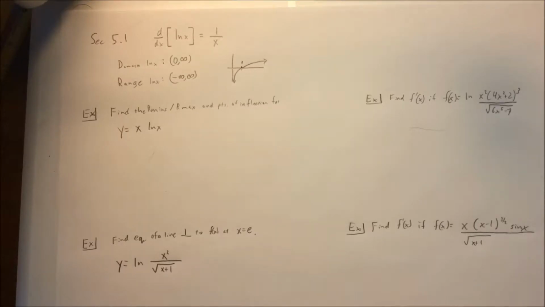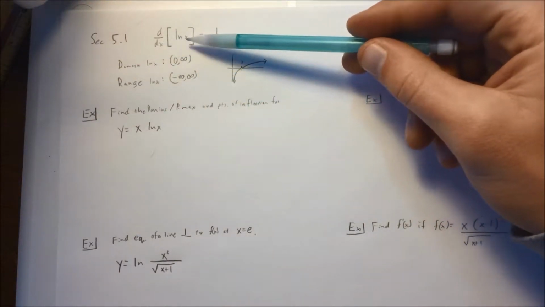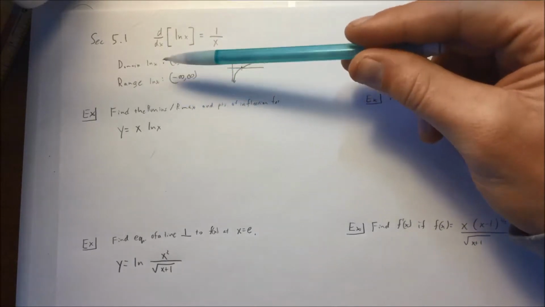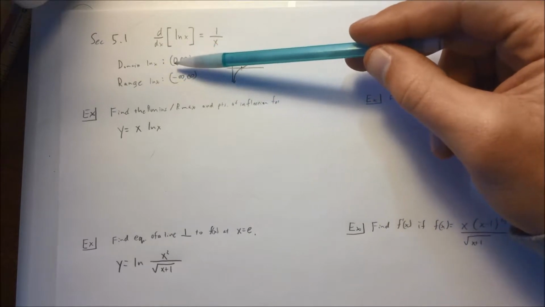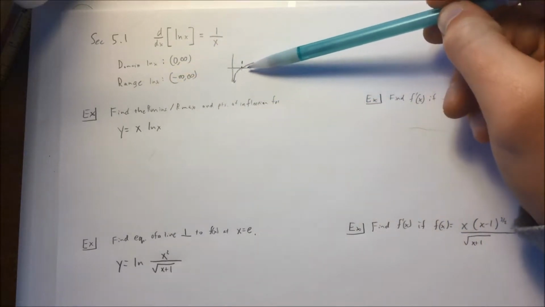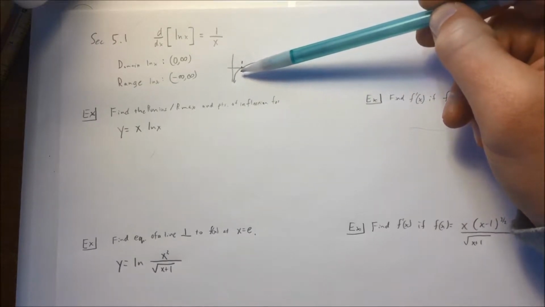Alright, my calculus students, first thing we're going to do today, we're going to be taking the derivative of the natural log of x. We're going to find that it's 1 over x. As a quick reminder here, the domain of the natural log of x is from 0 to infinity. I want you to graph it on Desmos just to verify this. So pause the video, graph it on Desmos.